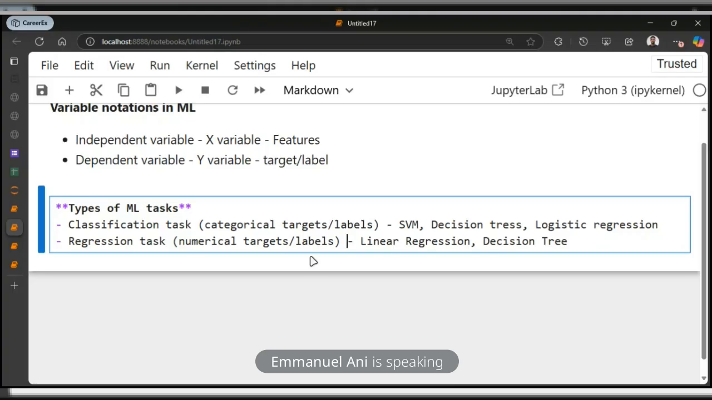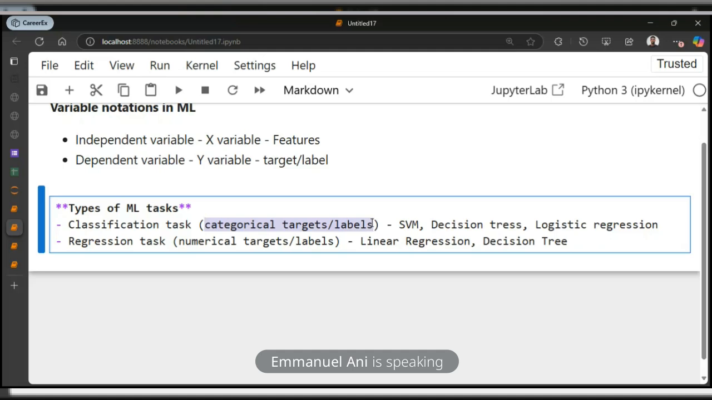So these are the two types of ML tasks. And this is the relationship between the data type and the ML task, and also the ML algorithm. You need to understand this relationship, right? For you to select a particular algorithm, you have to understand the task that you're performing. And to know the task, you have to look at the data set, and in that data set, you have to look at the dependent variable, which is your target or your label.